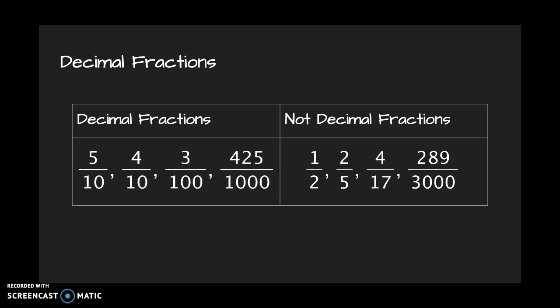If it is not a power of 10 in the denominator, in other words, 1 over 2, 2 over 5, 4 over 17, 289 over 3,000, then it is not a decimal fraction. Even though 3,000 is a multiple of 10, it's not a power of 10, so it can't be a decimal fraction. You may also say, well, if I have 1/2, I can get 5 over 10 and get an equivalent fraction that way. That's fine. It doesn't make 1/2 a decimal fraction. It makes 5 over 10 a decimal fraction.